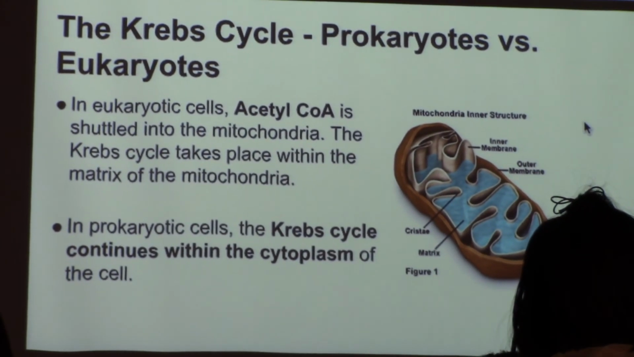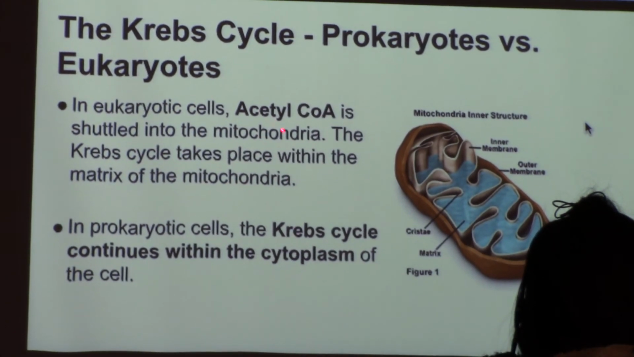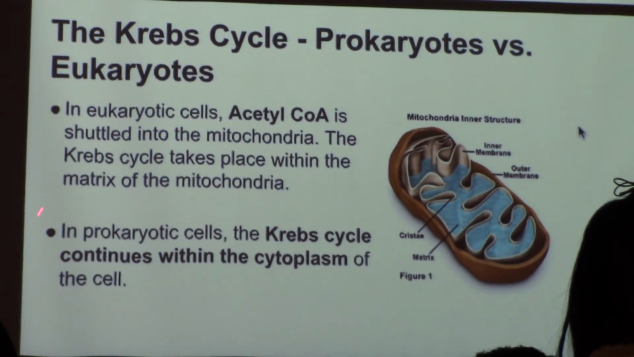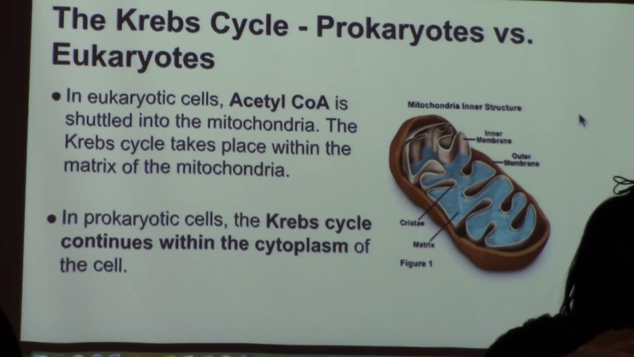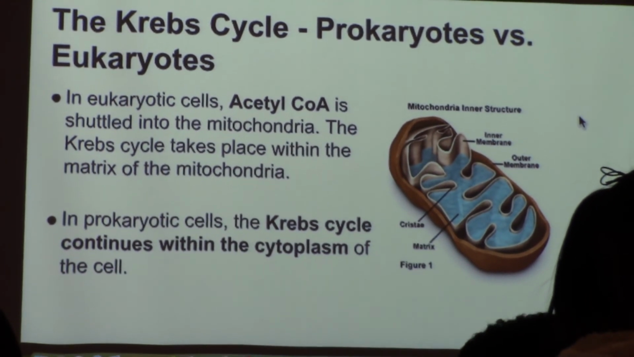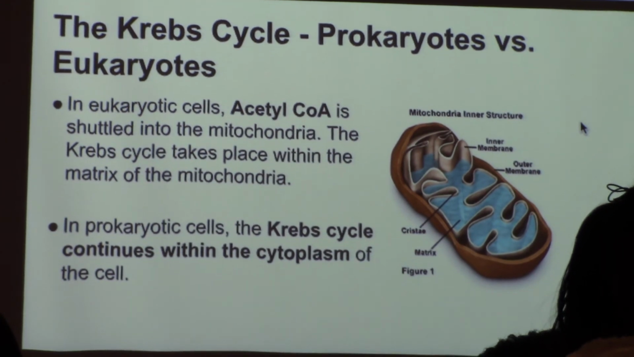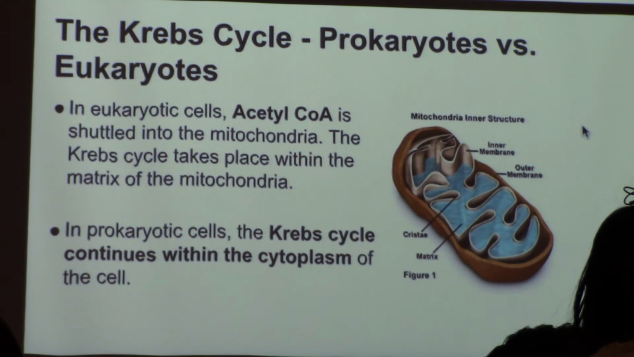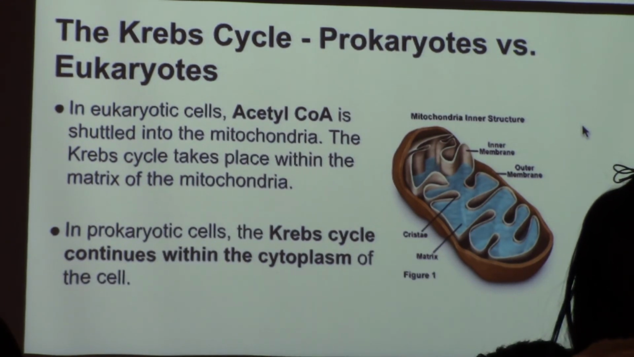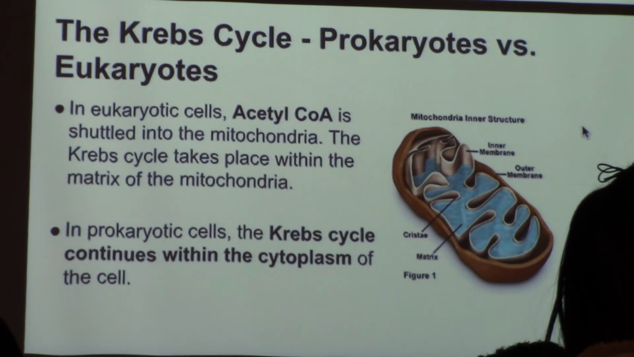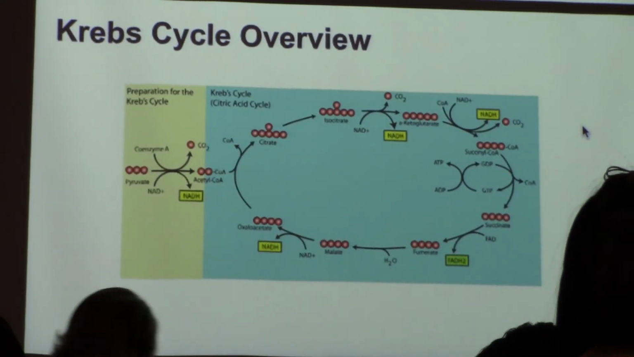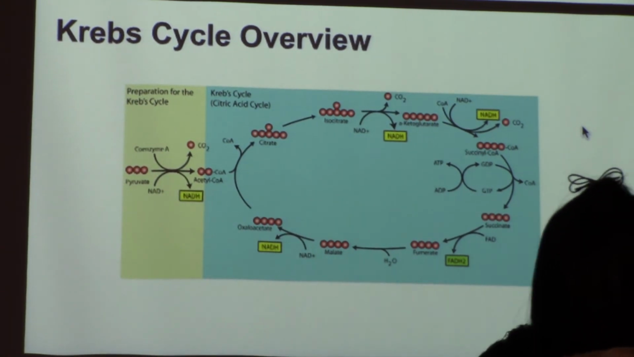In a eukaryotic cell, acetyl-CoA is actually produced in the cytoplasm of the cell, and then it gets shuttled into the mitochondria. In our prokaryotic cells, the Krebs cycle just continues in the cytoplasm of the cell, and the bacterial cell membrane itself performs the functions of what the mitochondria would do. And of course, all of that makes really good sense when you relate it back to endosymbiotic theory, knowing that these little bacterial cells became what are now mitochondria. It's all interconnected. All right.